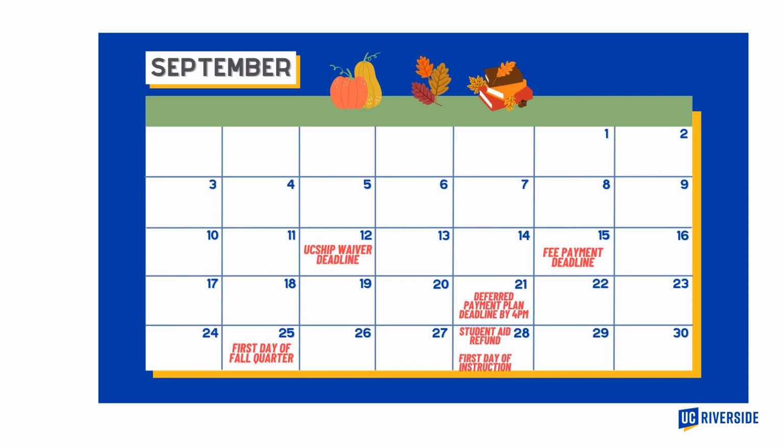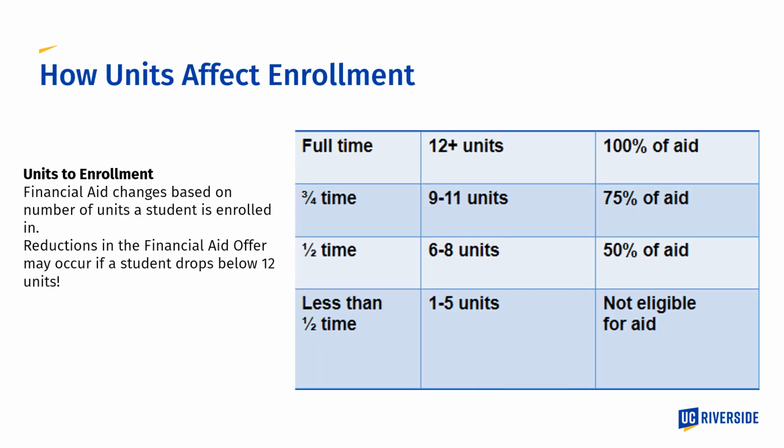Let's move on to discuss important dates happening in September. These dates can also be found on the academic calendar. All students are given financial aid awards under the assumption that they will be enrolled full-time. Here at UCR, full-time is considered to be enrolled in 12 units or more.